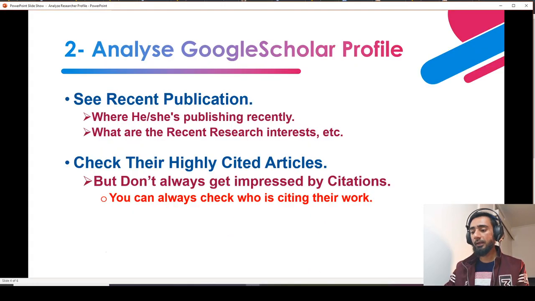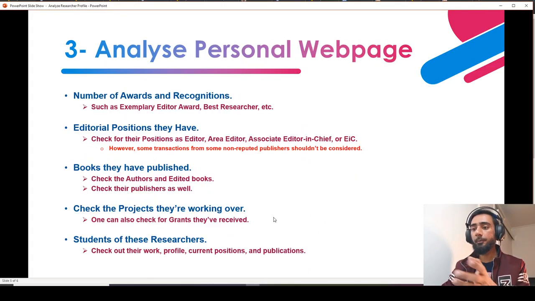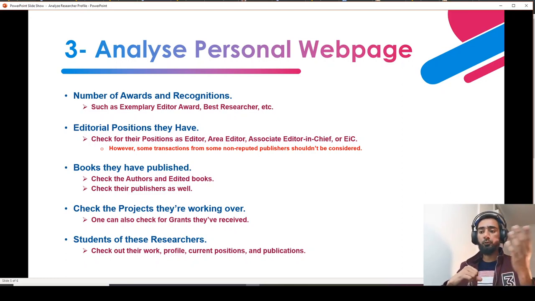The third thing that you need to find out is their personal web page. What to check in their personal web page? You need to check the number of awards and recognition they are getting. You need to check their editorial positions, the books they have published, like it could be an authored book or edited book, and check where these books are being published, like what are the publishers. You can check out their projects, and lastly you can check out their students. Let's say I'll open the profile of Professor Dusit Niyato.